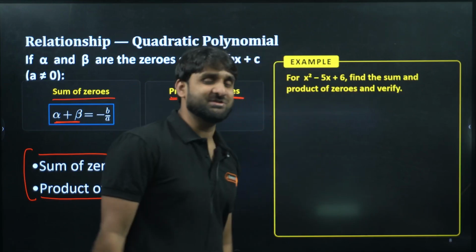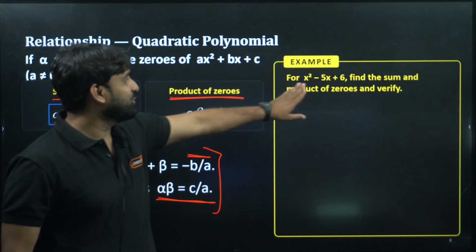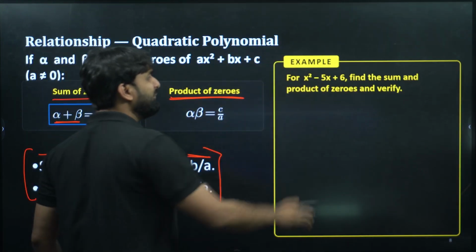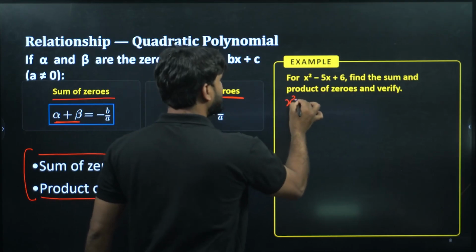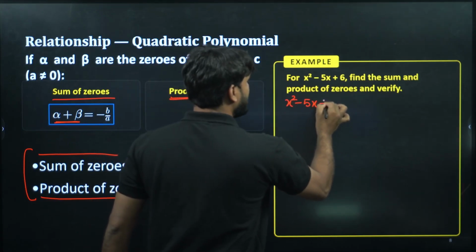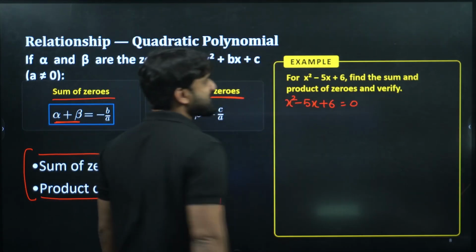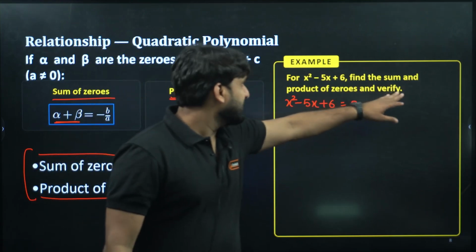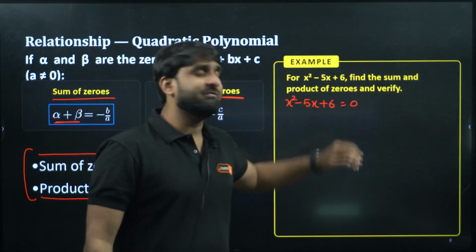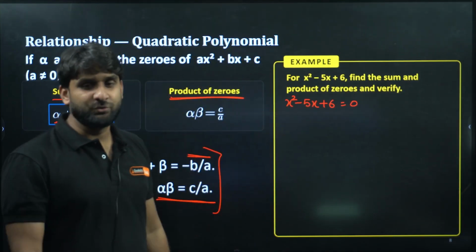So let's do a question. Let me prove it. Let me show you. So look at the question here. We have x square minus 5x plus 6 is equal to 0. Find the sum and product of zeros and verify. Okay, so let's do this question here.